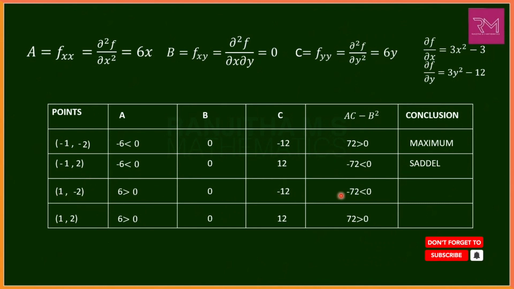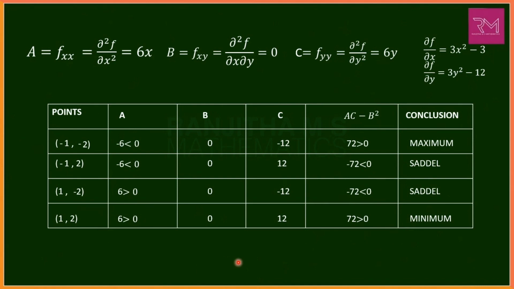Similarly, for the point 1, minus 2, the AC minus B square value is less than 0 and the A value is greater than 0. Hence, we can conclude that the given function has a saddle point here also. Similarly, for the last point 1, 2, the AC minus B square value is 72, which is greater than 0, and again the A value is also greater than 0. Both are greater than 0, which means we get the minimum value for the function f of x, y.